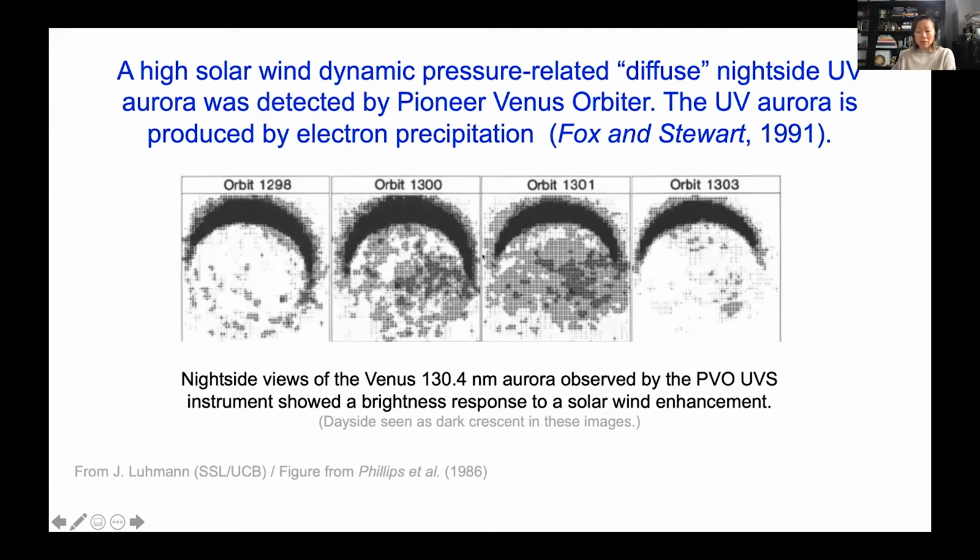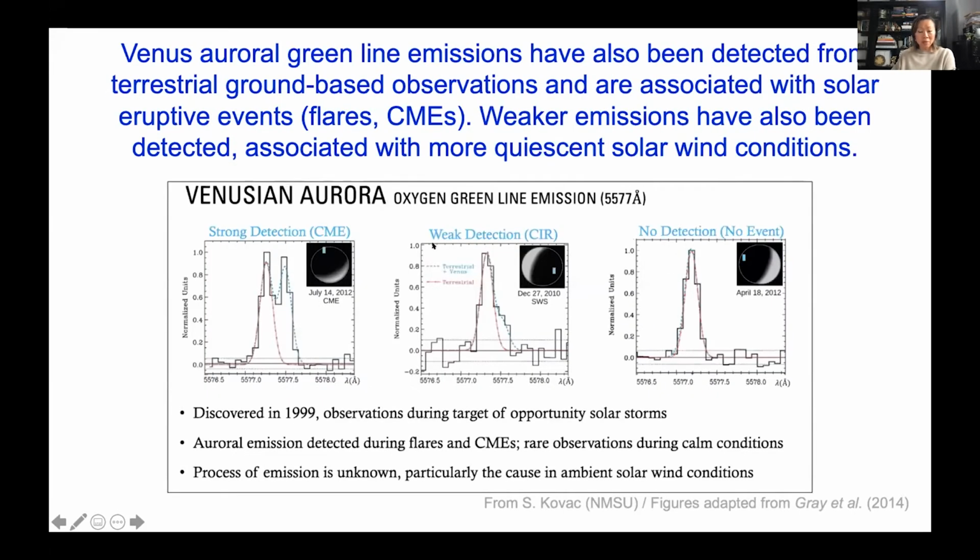Venus also has green line emissions. So this is a pretty hot topic and a very exciting topic, I think. These have been detected from ground-based observations. For example, on the left-hand side, you can see the green line emission at Venus during a CME event. And you can see in the middle panel weaker emissions that are associated with more quiescent solar wind periods, in this case, maybe a CIR.